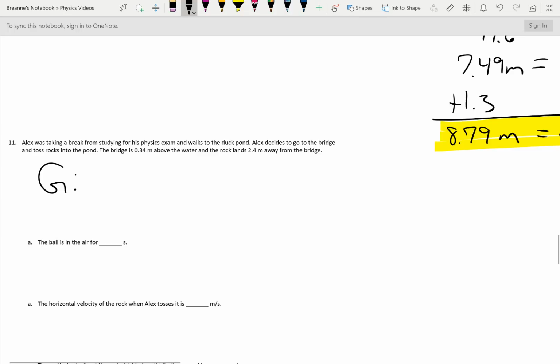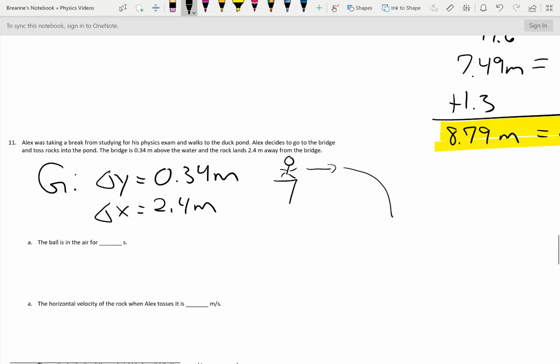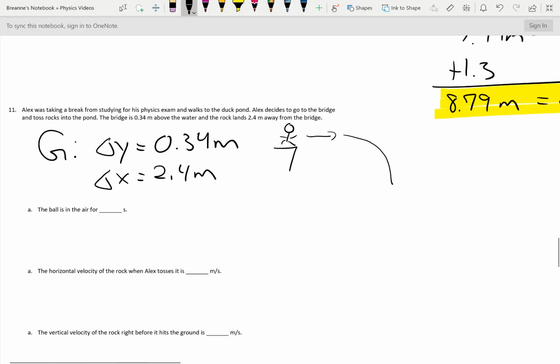We have the bridge, so our delta y is 0.34 meters, and he tosses it 2.4 meters away. Since it's someone on a bridge tossing a rock, that's going to be a horizontal projectile. So we're dealing with projectiles in the horizontal.